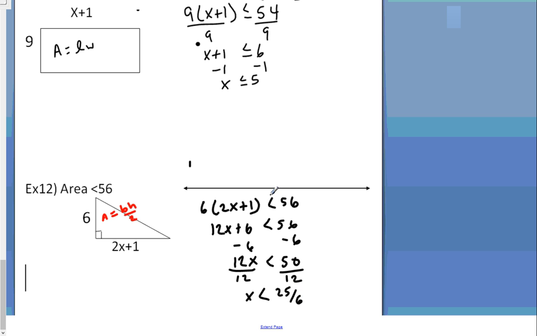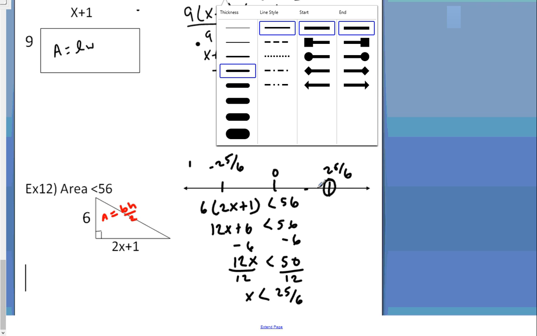Right? And that's what I'm going to graph. Here's 0. Here is 25 over 6. I love fractions. I don't have to care where they are. This is negative 25 over 6. 25 over 6 is about 4, right? So it's around 4. But the left arrow's going this way. The variable's on the left-hand side, so this arrow is going this way. Open or closed dot? Open dot, going to the left.